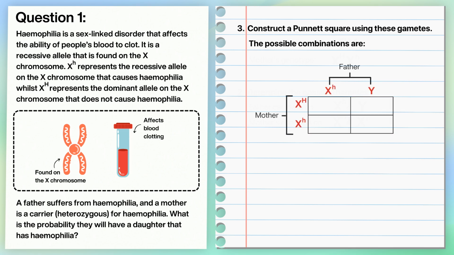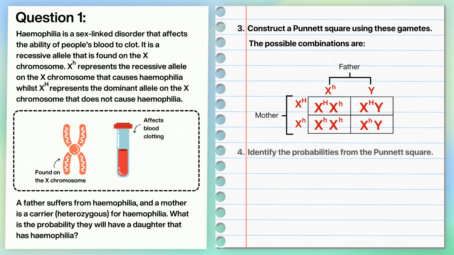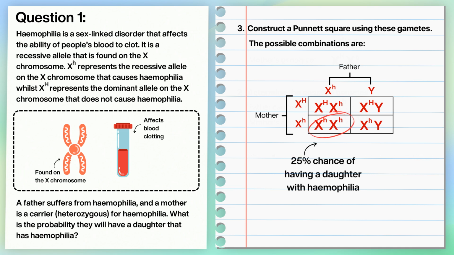The possible combinations are XH and Y producing XHY, a normal son. Xh and Y producing XhY, a haemophiliac son. XH and Xh produces XHXh, a carrier, non-haemophiliac daughter. Xh and Xh produces XhXh, a haemophiliac daughter. Finally, identify the probabilities from the Punnett square. There is a 25% probability of having a daughter who suffers from haemophilia.